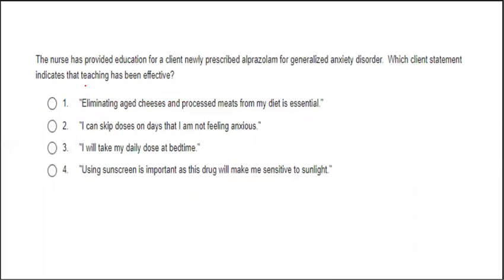Again, we said benzodiazepines have a sedative effect and they should be administered at bedtime when possible. Benzodiazepines should never be stopped abruptly. Already talked about that because it could precipitate withdrawal symptoms. So again, which client statement indicates that teaching has been effective? Option 1, eliminating aged cheeses and processed meat from my diet is essential. Does that show that teaching has been effective? So again, when we talked about aged cheese, I remember we talked about foods containing tyramine and processed meat, and these measures will only be effective for clients who are on monoamine oxidase inhibitors like your phenelzine, your tranylcypromine, and they are used for depressive disorders. So it's not necessary to avoid or eliminate aged cheese or processed meat.